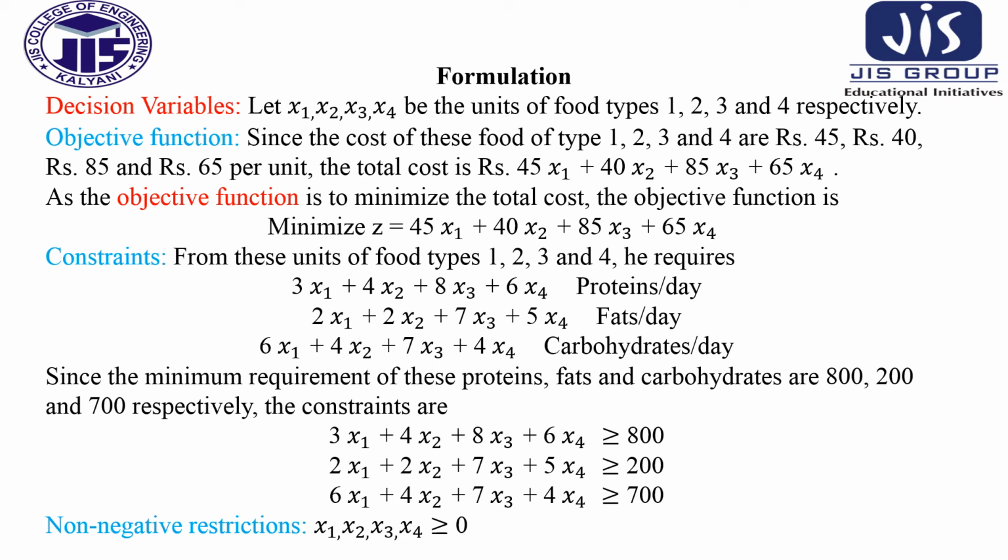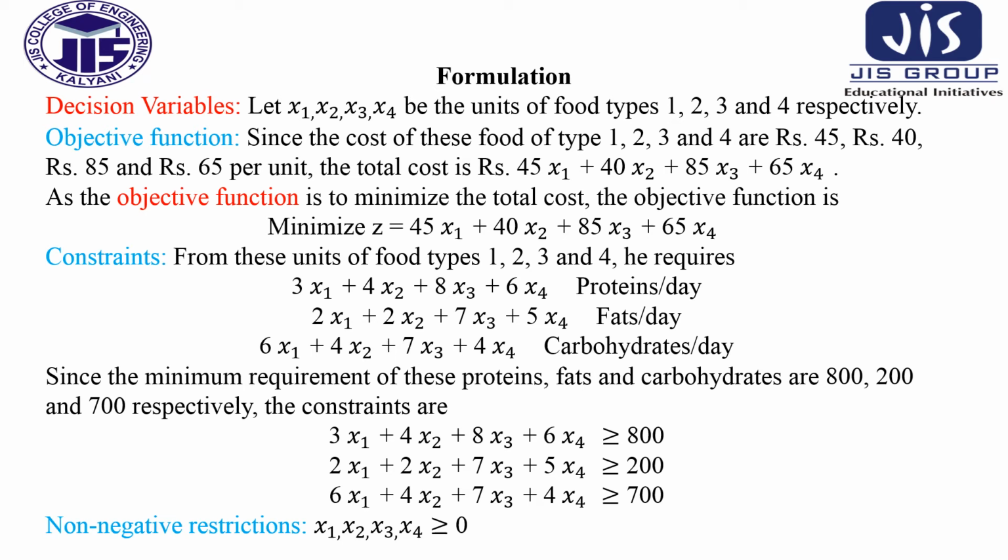Now first of all we have to find out what the objective function will be. So here the 4 types of foods and their costs are present in the table. Since the cost of each food type 1, 2, 3 and 4 is 45 rupees, 40 rupees, 85 rupees and 65 rupees per unit, what will be the total cost to purchase x1, x2, x3 and x4 units of food type 1, 2, 3 and 4? So the total cost to purchase x1 units of food type 1 will be 45 x1.